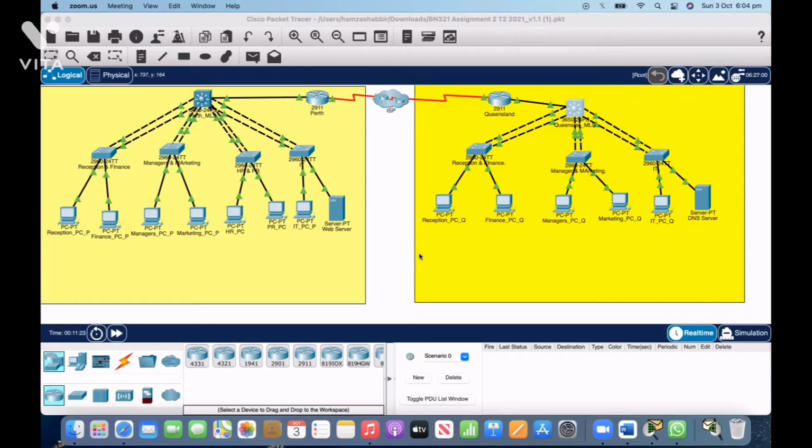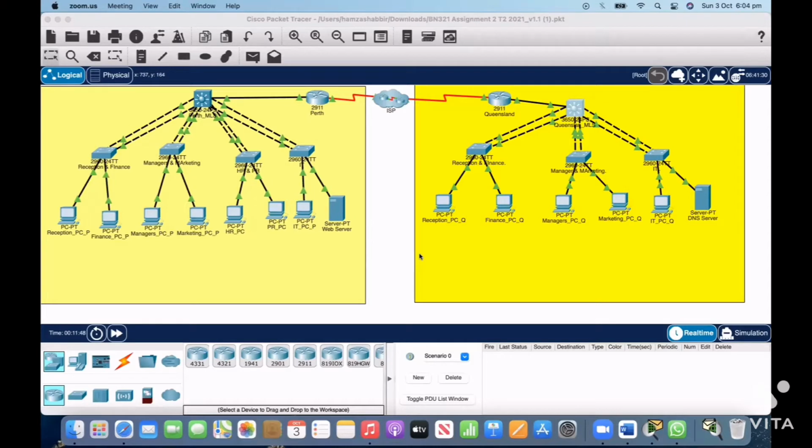And we have two 2911 routers, which are connected to a cloud internet platform through a serial cable. Then we have VLANs configured for all the switches: manager and marketing in a separate VLAN, reception in a separate VLAN, finance in a separate VLAN, and the same for IT and HR, and the same in the Queensland branch as well.